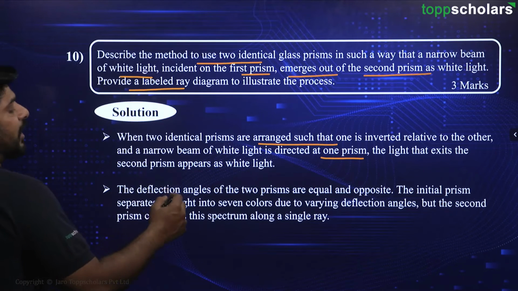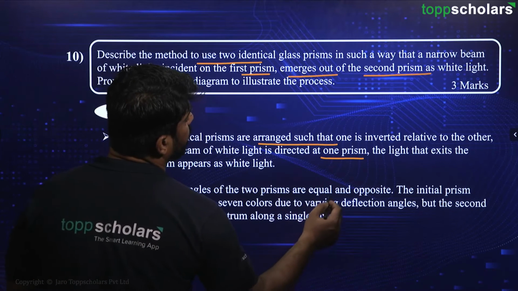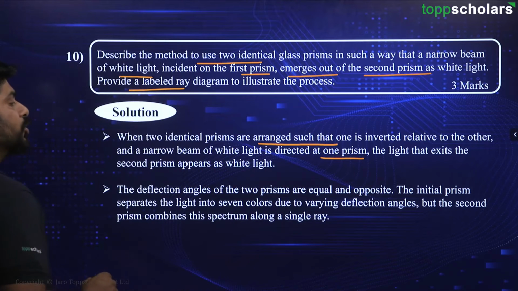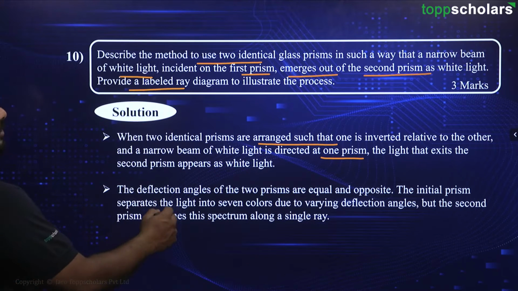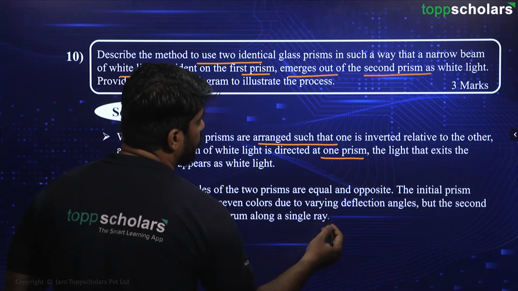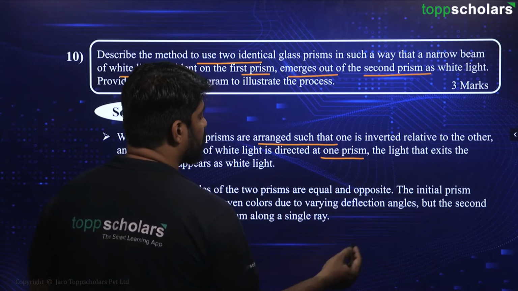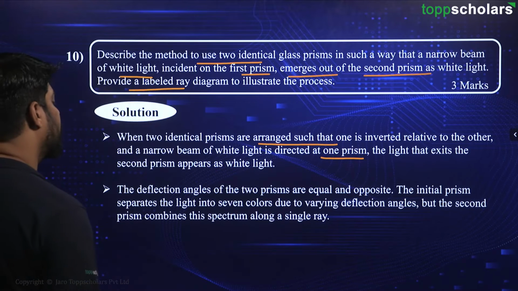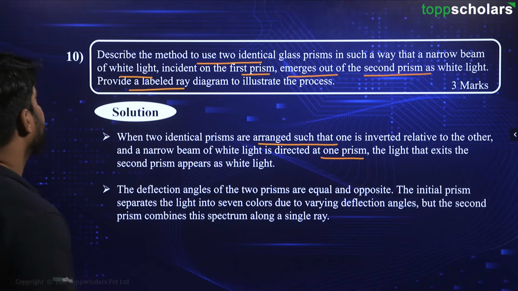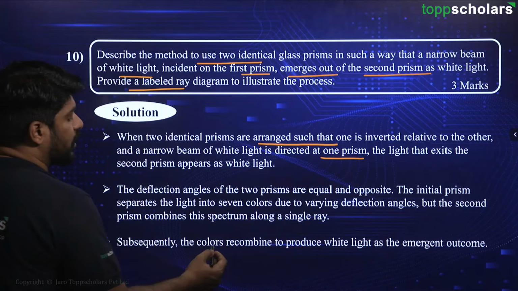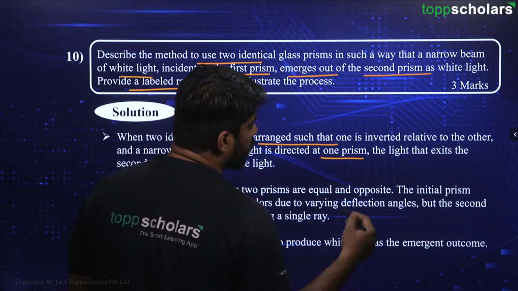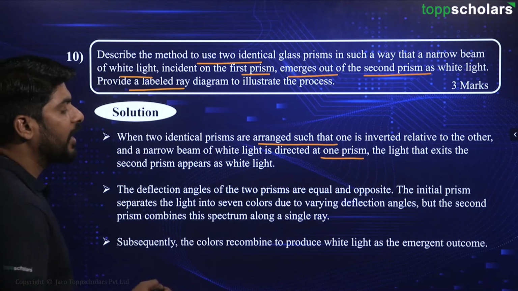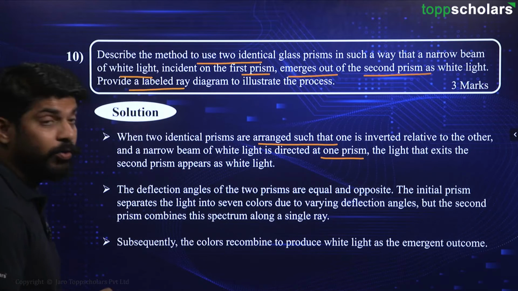The deflection angles of the two prisms are equal and opposite. The initial prism separates the light into 7 colors due to varying deflection angles, but the second prism combines this spectrum along a single ray. Subsequently, the colors recombine to produce white light as the emergent outcome.